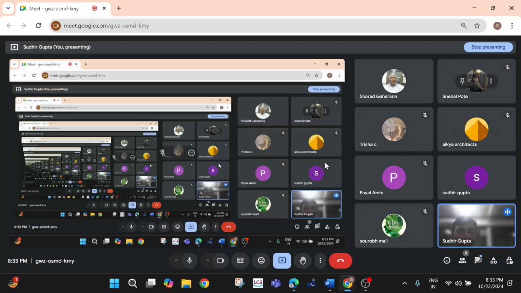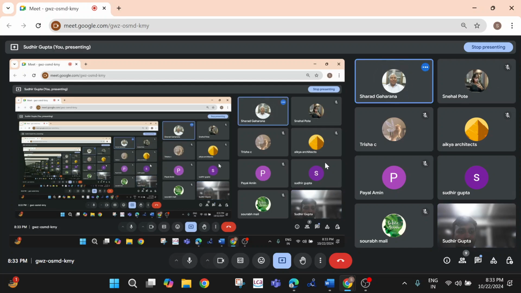So any more query? This software practice also is done. All may not be comfortable in that practice. So there will not be any software testing there. No, no, it won't be there.